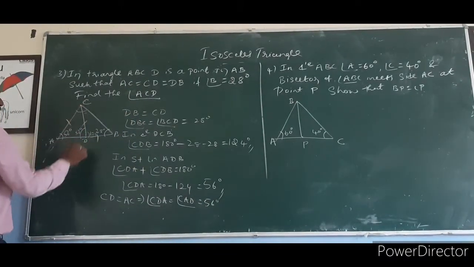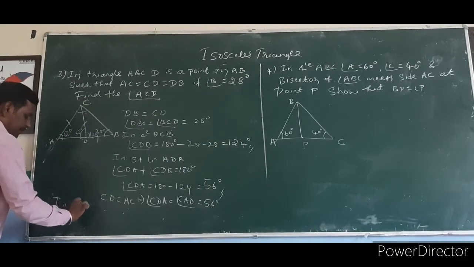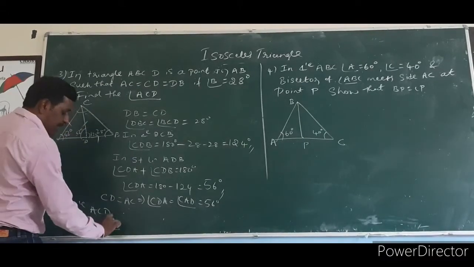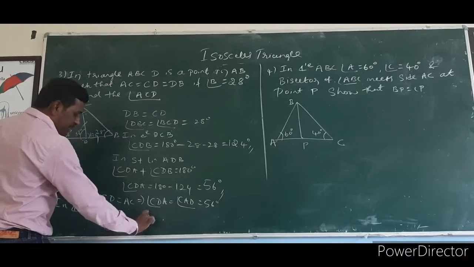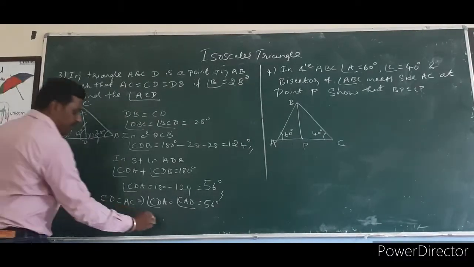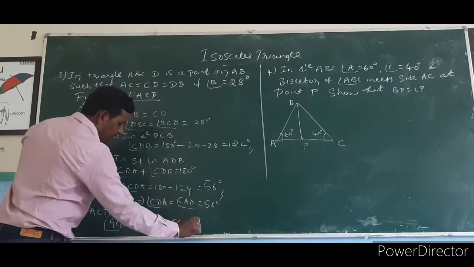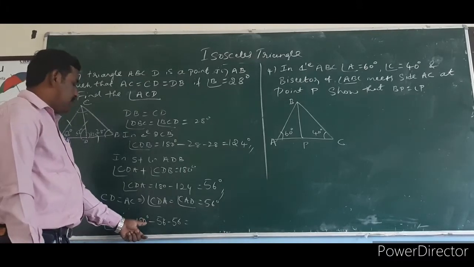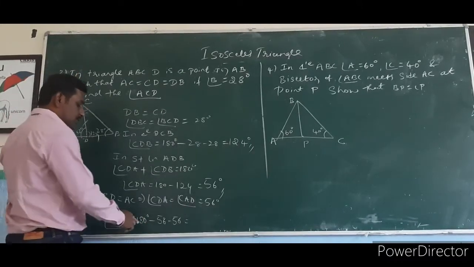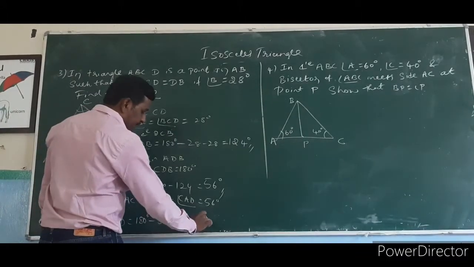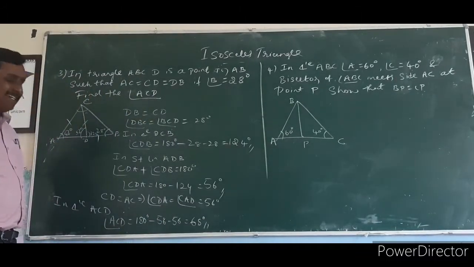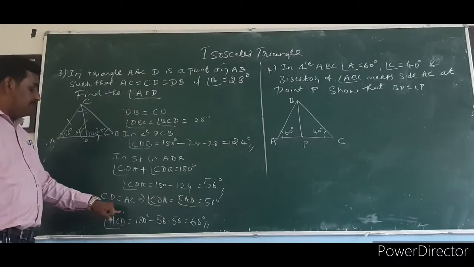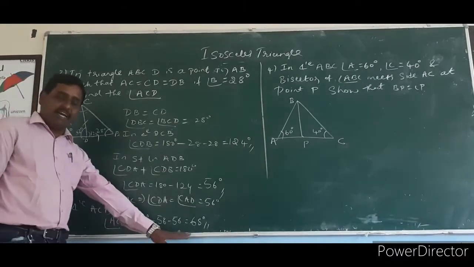So we can easily find out now ACD. In triangle ACD, we want to find out ACD value. Angle ACD is equal to 180 degree minus, which are the two angles? 56, 56. If you add 56, 56, what do you get? 112. So 180 minus 112 means 68 degree. So what about the angle ACD? I am writing directly, but while you are writing in the exam hall, you have to take each angle sum must be equal to 180 degree and then shift to this side and write.